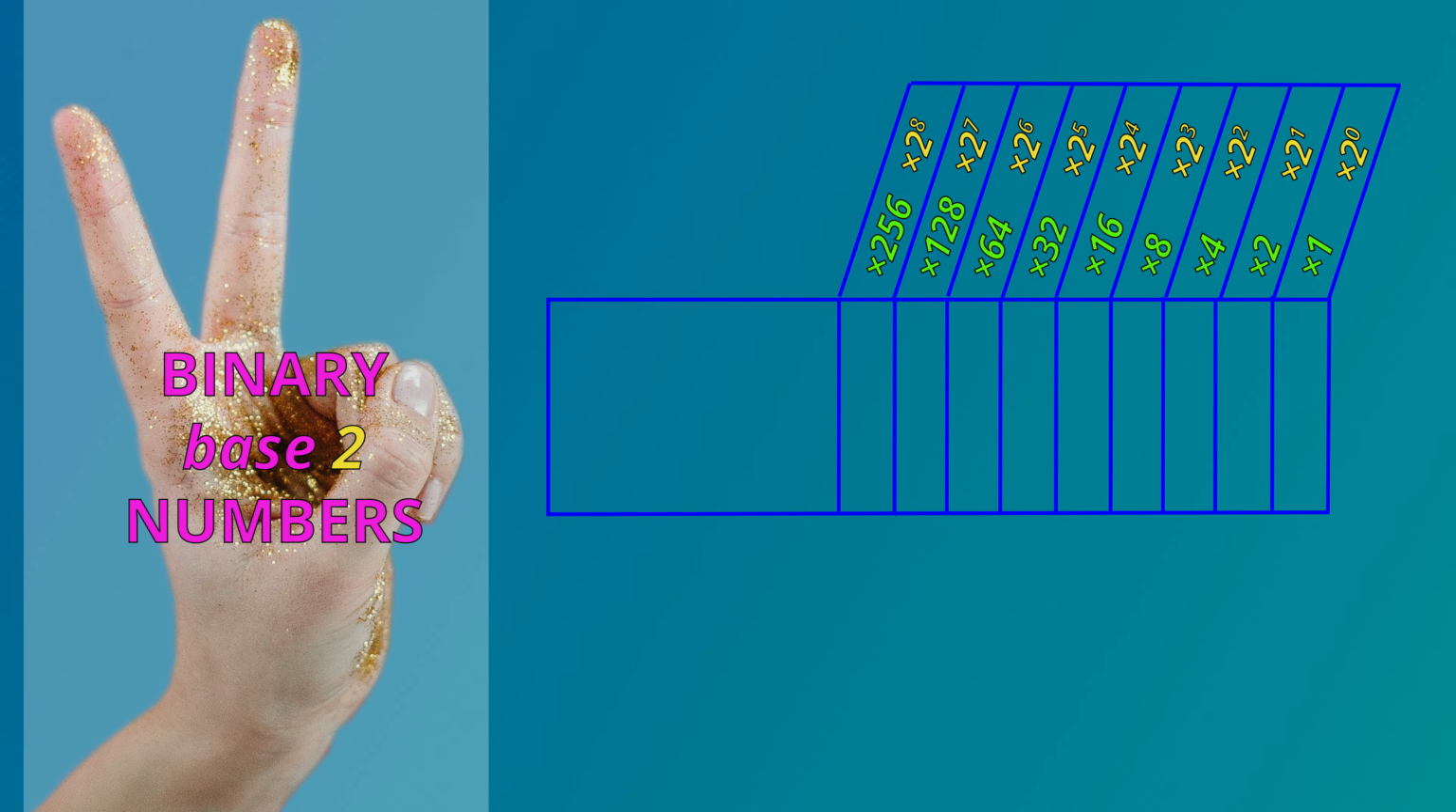Remember that the columns are all multiples of 2, and remember that we go from left to right. The decimal number 85 is smaller than 256 and smaller than 128. But it's larger than 64, so we write a 1 in the 64 column. Now how much is left? 85 minus 64 is 21.